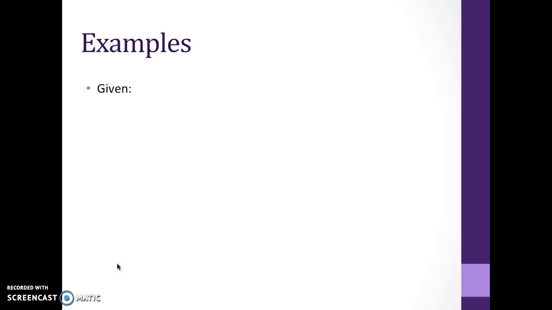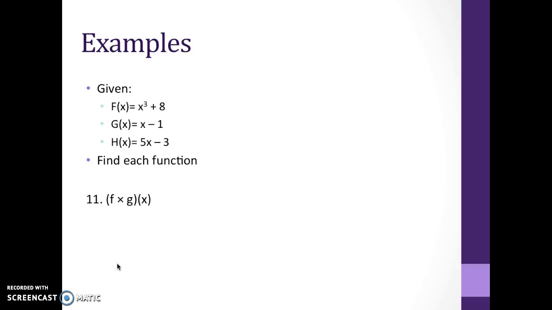Here we're given a couple more functions. We're given f of x equals x cubed plus 8, g of x equals x minus 1, and h of x equals 5x minus 3. We want to find each function. So we're going to look at number 11 first. We have f times g of x.